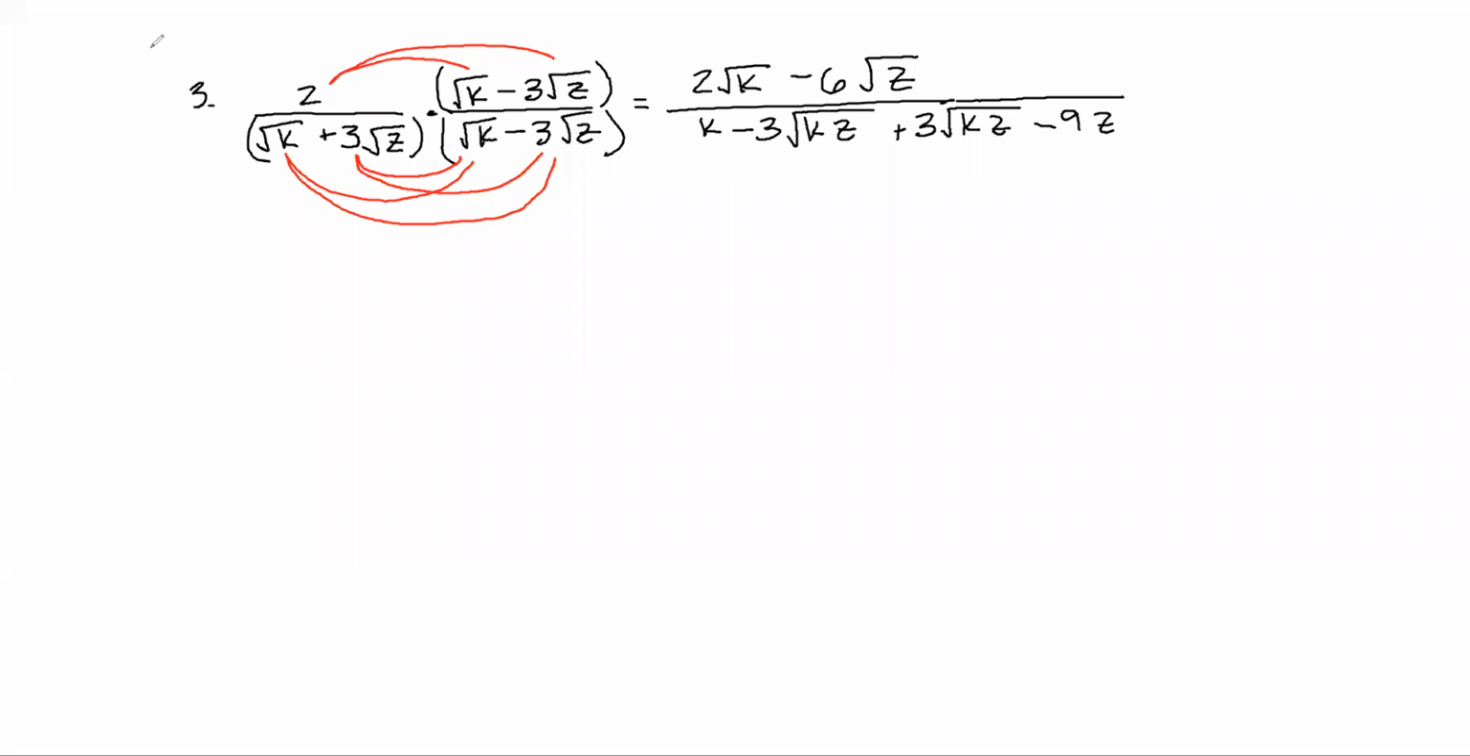All right, so now let's see what we can simplify. So on the bottom, as usual, cancel out those inside terms. On the top, there is no way to simplify these square roots, and they're not like terms, so we can't combine them. So on top, we have 2 square root of k minus 6 square root of z. And on the bottom, we can't do anything with the k, and then we have a minus 9z. Again, do not cancel out the k's and the z's. One is a k, one is a square root of k.